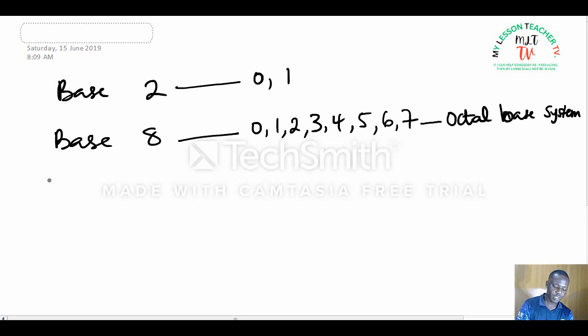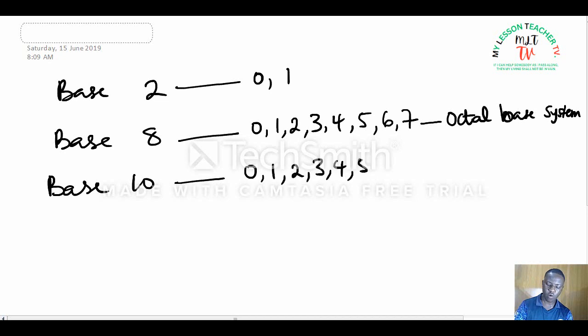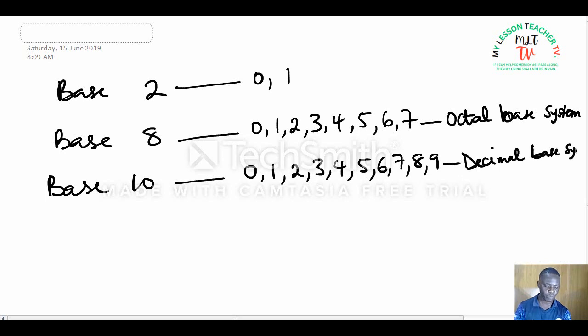We also have the base 10. The base 10 system is the system used by we humans and is made up of 10 digits, which are 0, 1, 2, 3, 4, 5, 6, 7, 8, and 9. And it's also said to be the decimal base system.